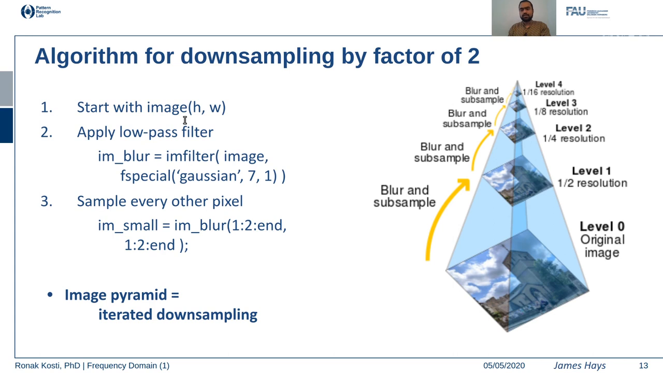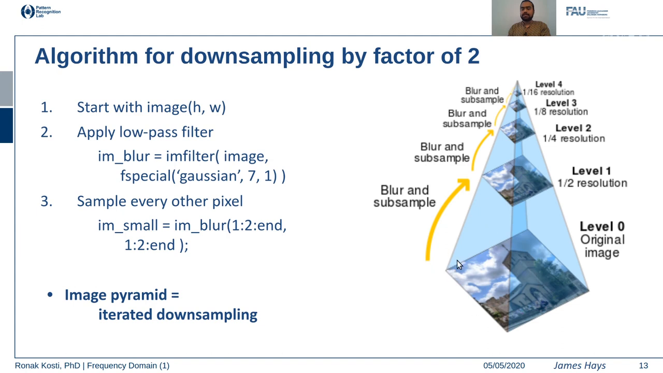This is a simple algorithm for downsampling by a factor of 2. So we start with the image and we apply a low pass filter which removes the higher frequency components, and then we sample every other pixel. So we generate something like this kind of image pyramid.